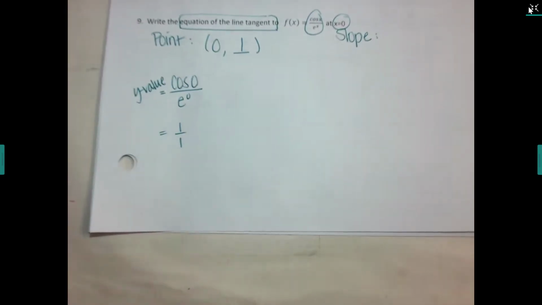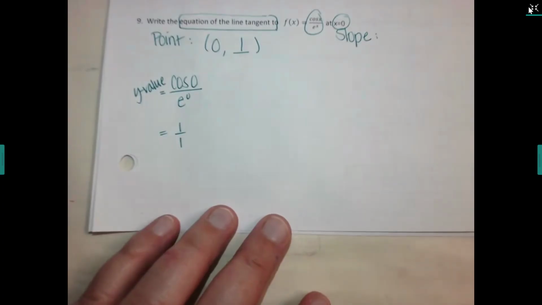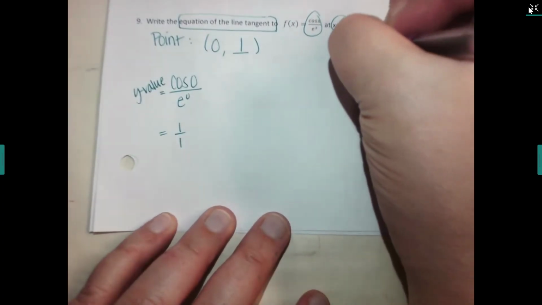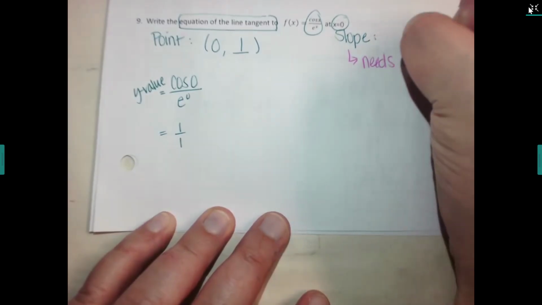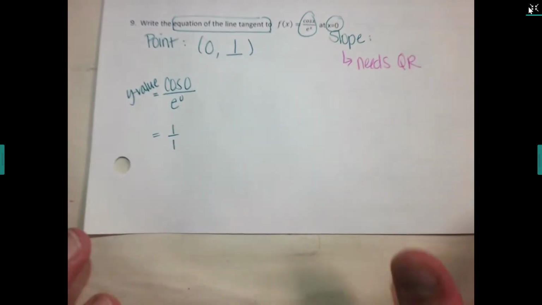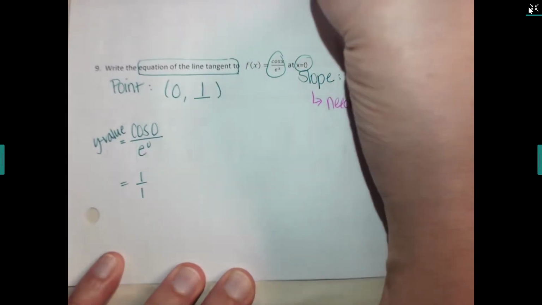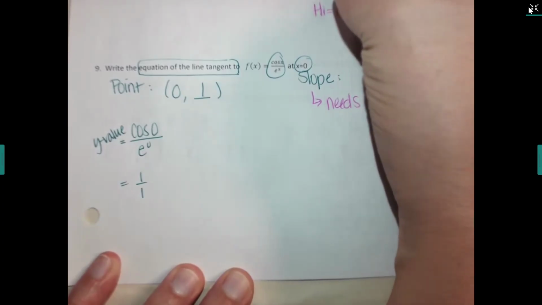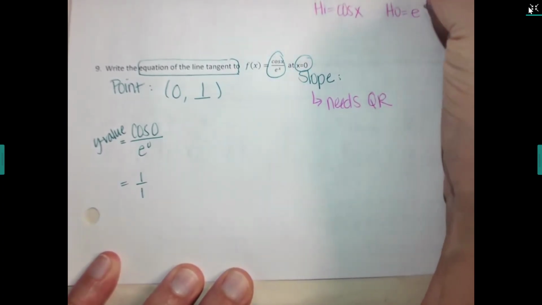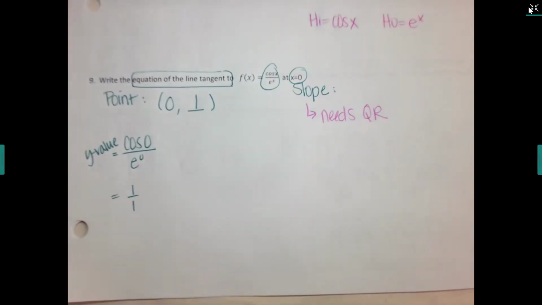Good job. And for me to take the derivative, because it's a quotient, I'm going to have to use quotient rule. So since we skipped number 8, I'm going to use that space to set up my quotient rule. I'm going to put right here, this needs quotient rule. Why? Because my function is stuff that's divided with each other. So my high is a cosine x. My ho is an e to the x. And then remember, you're going to take both little baby derivatives, then do ho d high minus high d ho over ho squared.